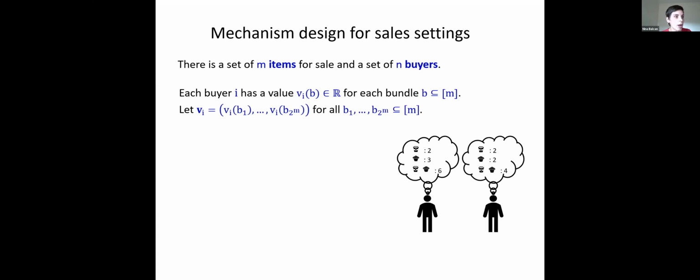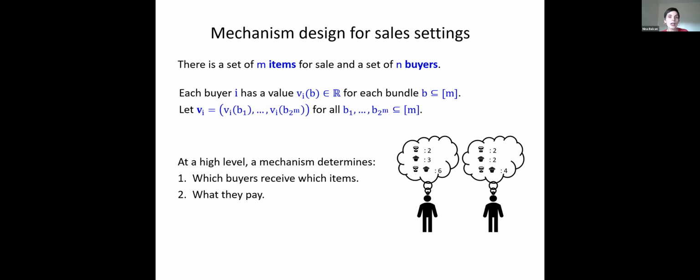Throughout my talk, I'll be talking about mechanism design for sales settings. Here we'll have a set of M items and N buyers, and each buyer i will have a value v_i(b) for each bundle of the items for sale. I'll denote by v_i the vector of buyer i's values for all bundles, for all subsets of the items.